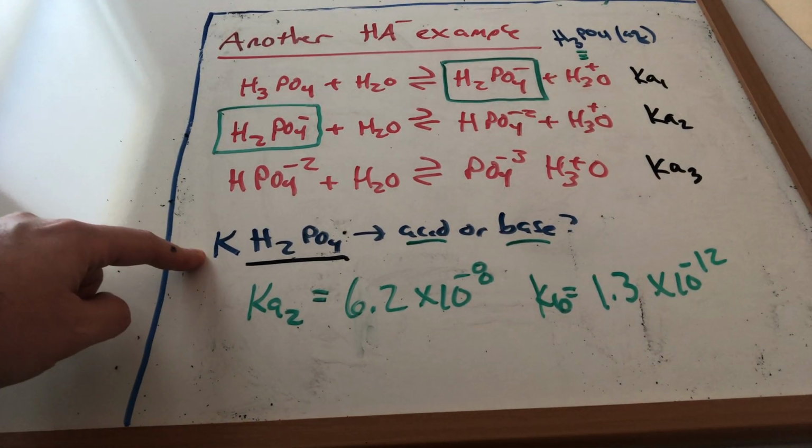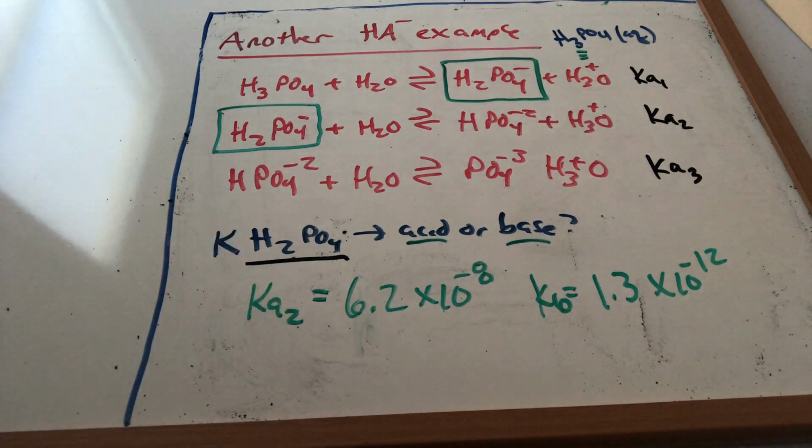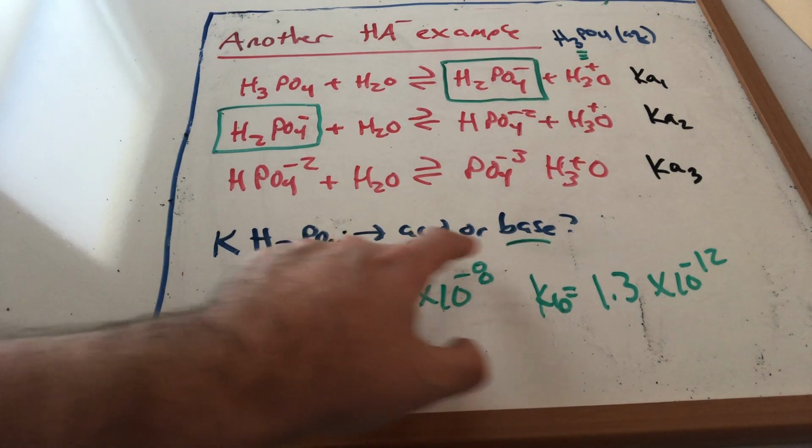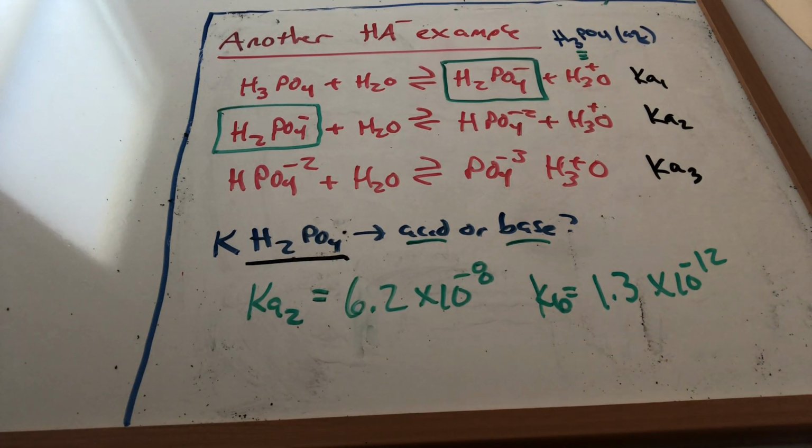So this salt that contains this amphiprotic ion, is it going to be an acidic salt or a basic salt? If I look at Ka and Kb, what I see is that the Ka is bigger.